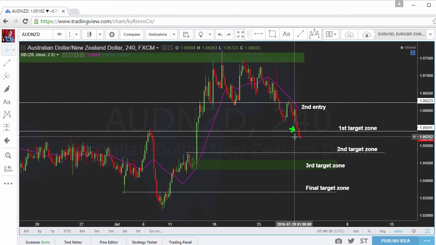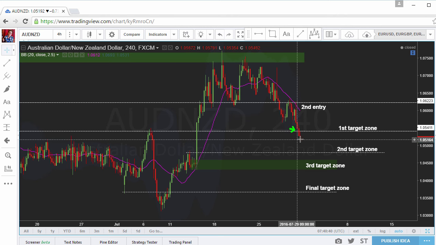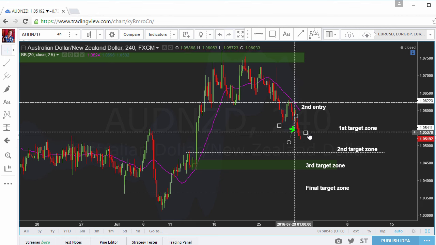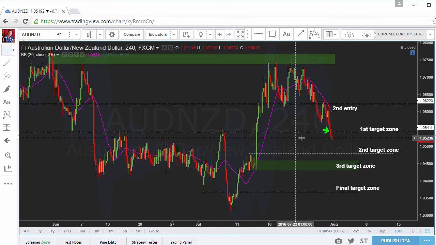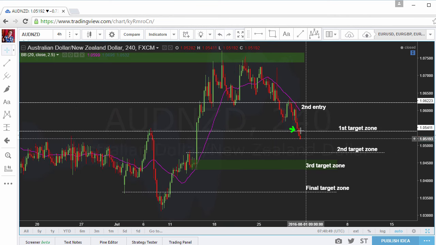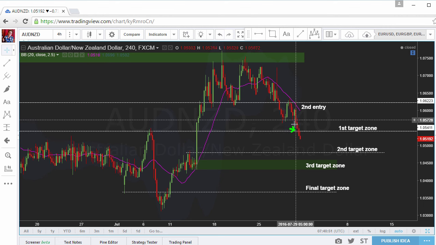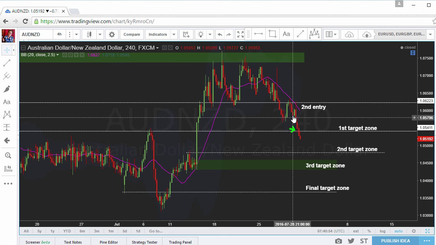I could have held my trade longer now, as we see that price broke this first target area, which is this very nice and clear support and resistance line, but it's always better to be safe than sorry. So I exited my trade here. Pretty nice, good run.